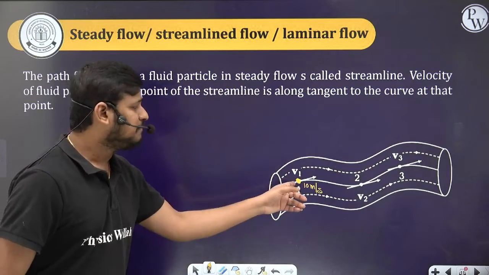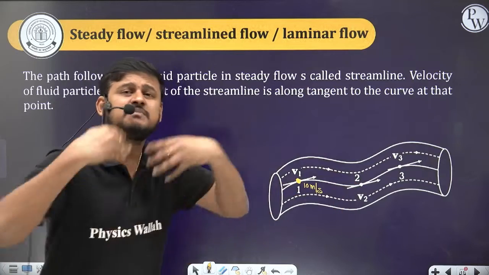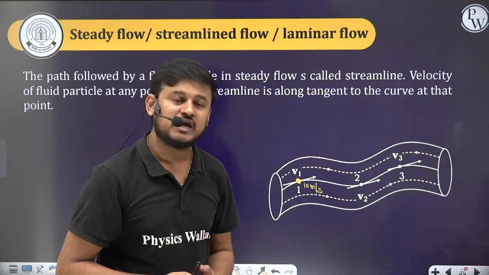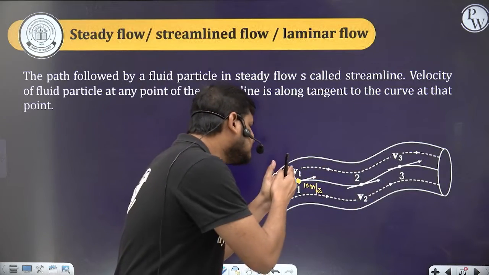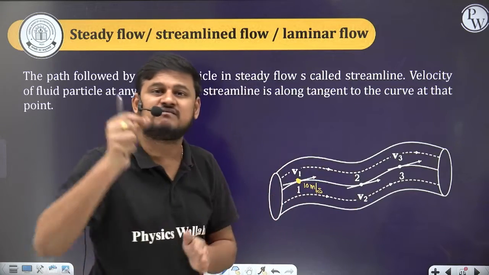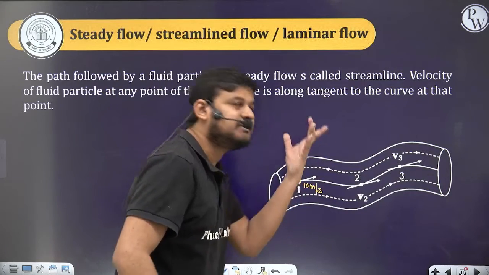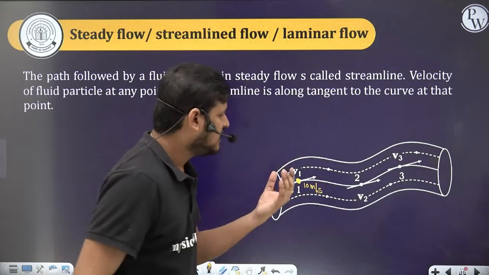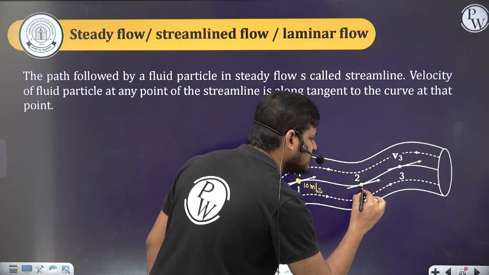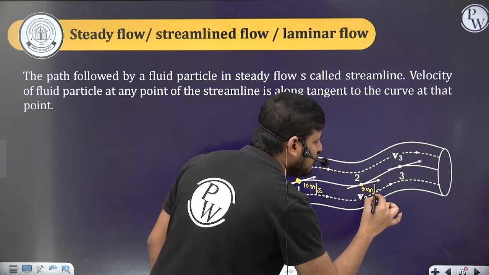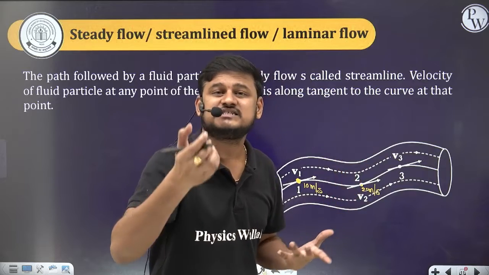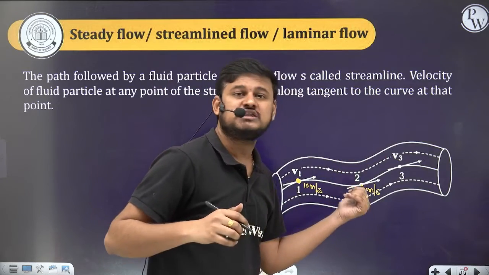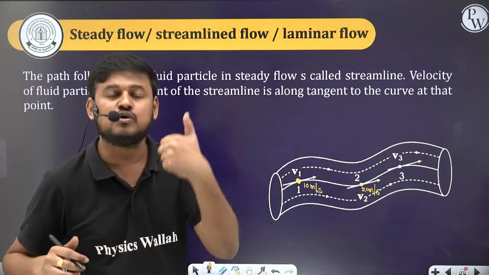Okay, so the particle at another place might have some other velocity. Here to here the velocity might change, but all the particles which are passing through this point 1 should have the same velocity, which is 10 meter per second. For example, let's suppose here the velocity is 20 meter per second. So all the particles which are passing through point 2 should have the same velocity. That flow is called the streamline flow or the steady flow.